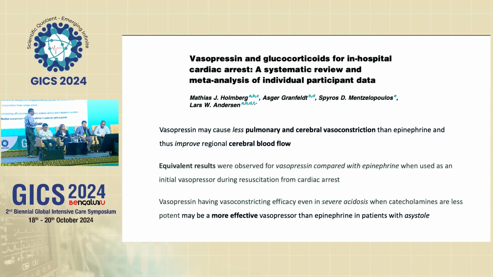Vasopressin may cause less pulmonary and cerebral vasoconstriction than epinephrine and improve regional cerebral blood flow. The chances of further damage to the brain, etc., become less. Equivalent results were observed for vasopressin compared with epinephrine when used as an initial vasopressor during resuscitation from cardiac arrest. And vasopressin has vasoconstricting efficacy even in severe acidosis when catecholamines are less potent, and may be more effective than epinephrine in patients with asystole.